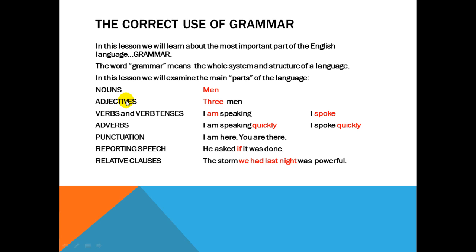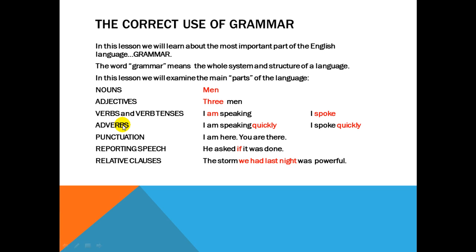Adjectives. Adjectives are words that describe nouns. So the word three describes the noun men, therefore the adjective is three. Verbs and verb tenses. I am speaking is the present tense of the verb am, and we'll look closely at the word am in the next slide. I spoke, which is the past tense of the verb to speak. So I am speaking is the present tense, I spoke is the past tense.